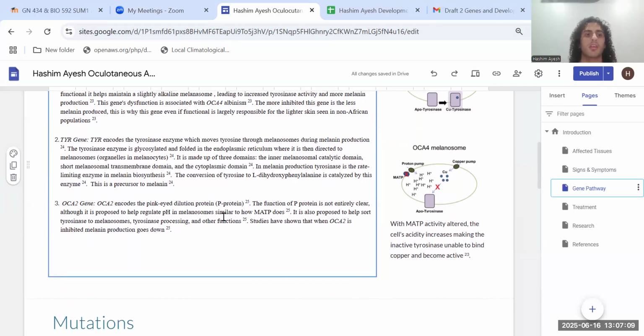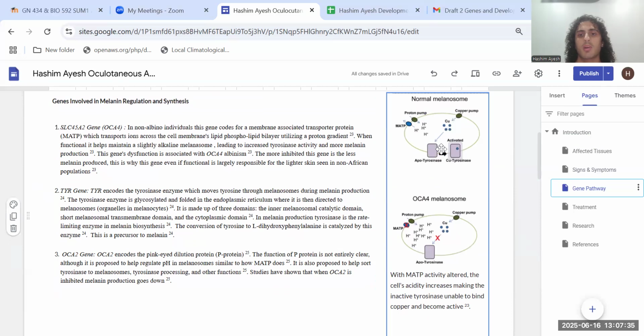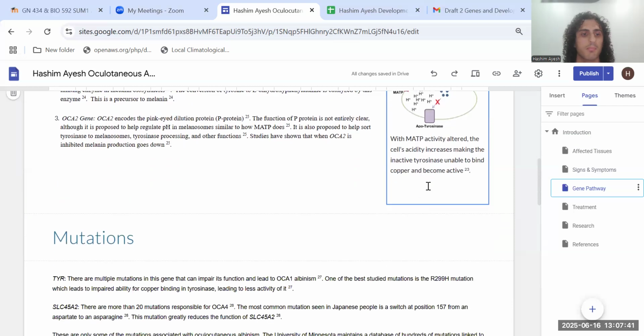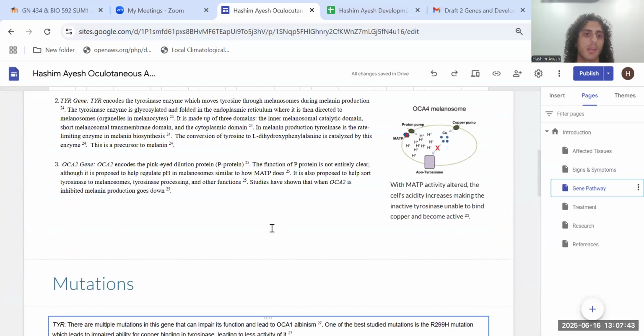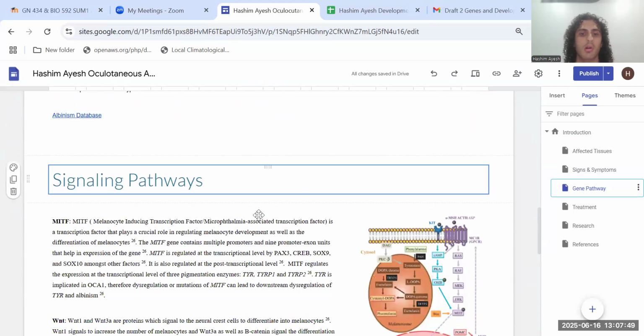Another thing I found interesting is the TYR gene, which encodes the enzyme tyrosinase, which is responsible for a lot of different pathways. I spoke specifically on the pathway for the creation of melanin, but tyrosine can be used to make a lot of other hormones within the body, things such as dopamine. So that's very interesting, I thought. And then I have a little diagram here of how the melanosome works normally and then how it would work in people with OCA4 albinism. And I spoke briefly about the mutations again, trying to keep with the theme, talking about how things work normally a little bit, and then talking about how things go wrong.